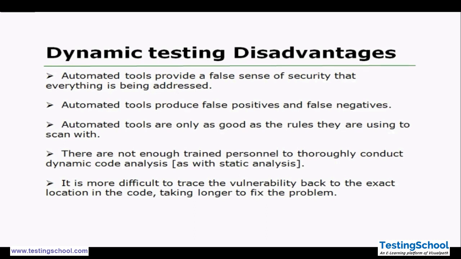Automated tools are only as good as the rules they are using to scan with. And there are not enough trained personnel to thoroughly conduct the dynamic code analysis, as it is similar with the static analysis which we have seen in our last slides. It is also more difficult to track the vulnerability back to the stack location in the code, taking longer time to fix the problem. So there are some disadvantages of dynamic testing also.